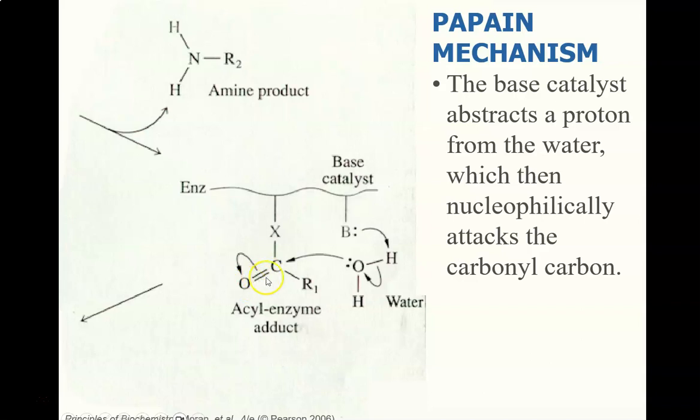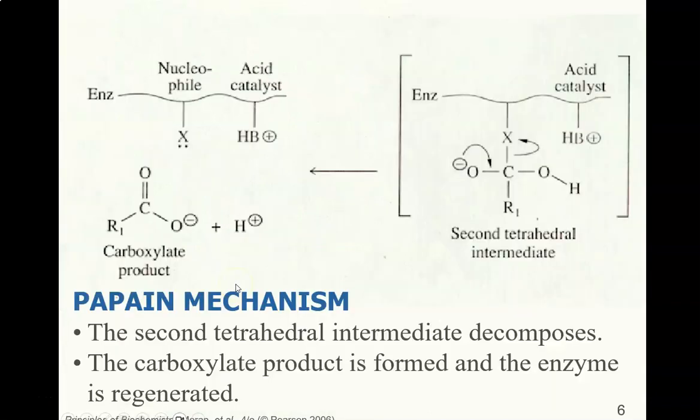So this forms a thioester, or an acyl enzyme adduct. Again, we're still bonded to the enzyme. Now we're going to bring in our second substrate, the water. The histidine is able to grab a proton of the water, making this an OH minus, a much more effective nucleophile than water. And we are going to nucleophilically attack this carbonyl. Those electrons will swing out over here, and now we have our second tetrahedral intermediate over here on the right.